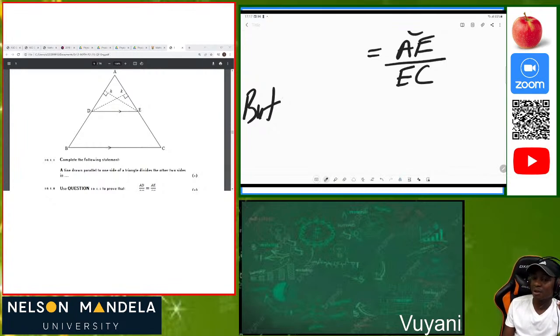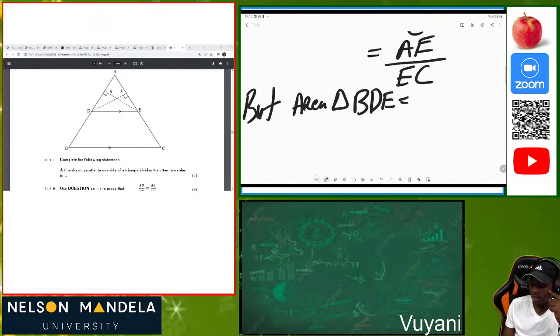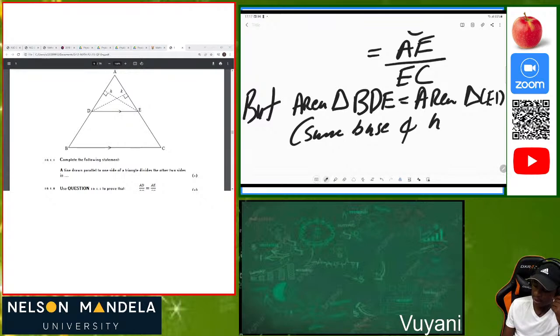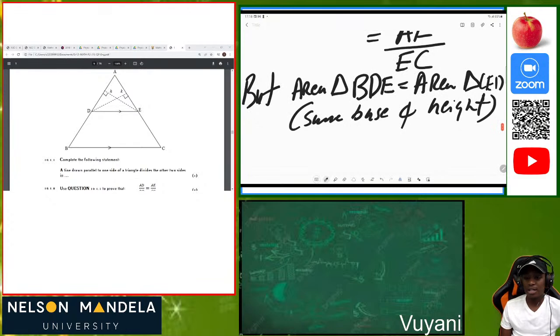Always note this part is so important. The area of triangle BDE is equal to the area of triangle CED, because they have the same base and height. So those two triangles have the same base and the same height, so they are equal to each other.